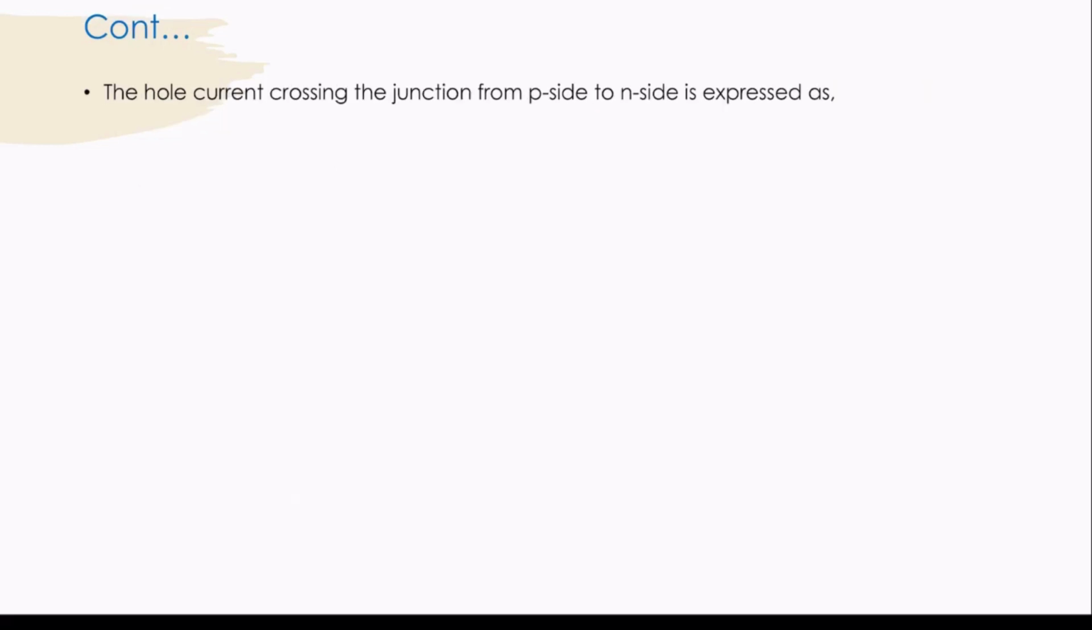Now the whole current crossing the junction from P side to the N side can be expressed as Ipn of 0 is equal to A q Dp capital Pn of 0 by Lp.